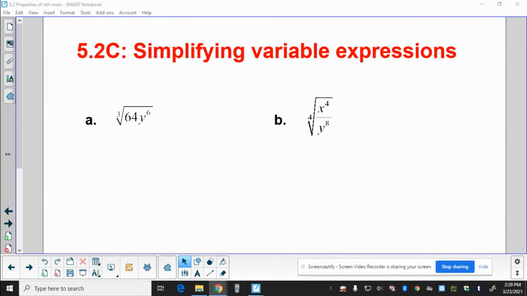Alright, everybody, let's go ahead and start today's lesson, the last part of section 5.2, simplifying variable expressions. All right, let's get right into it.